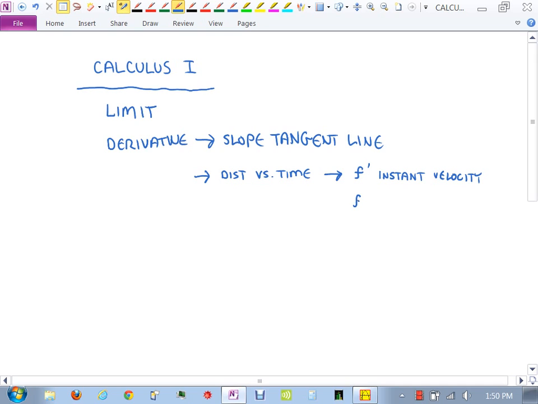Anybody remember what the second derivative represented? Your instantaneous acceleration. Okay, so we had the idea of the derivative.